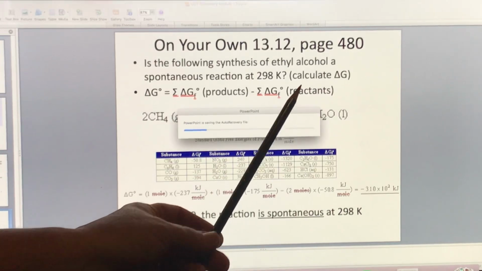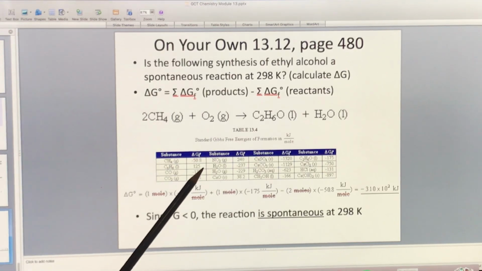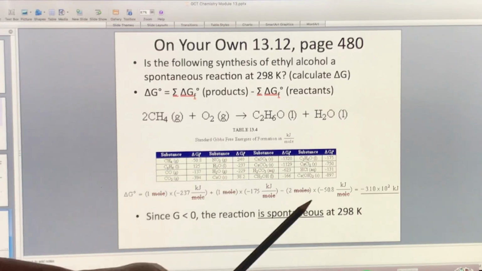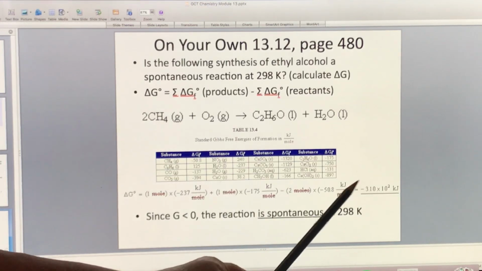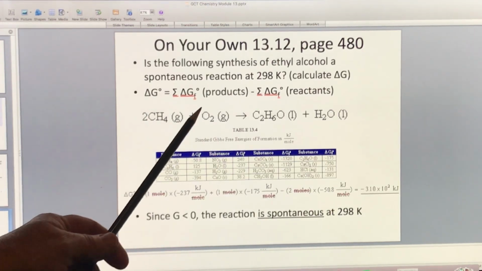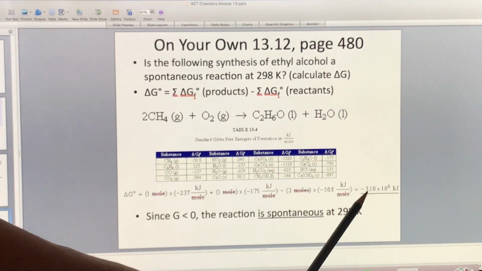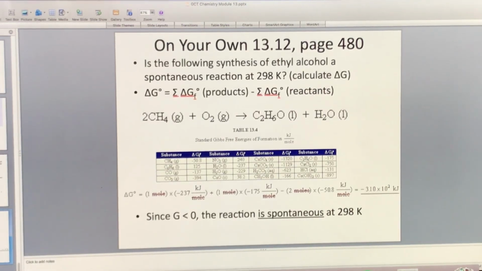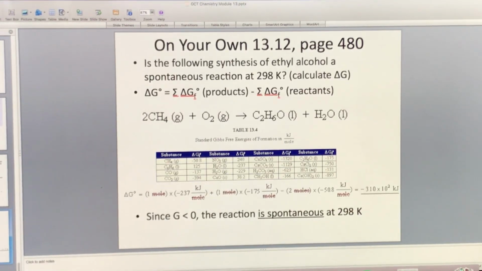Now we have to go to the reactants. We start with the methane, the CH4. That is here, minus 50.8. There's a stoichiometric coefficient of 2, so we multiply 2 times that value. The oxygen is 0 because that's in its elemental state. And so the math works out to minus 3.1 times 10 to the second kilojoules. Since it's negative and it's less than 0, the reaction is spontaneous at 298 Kelvin.